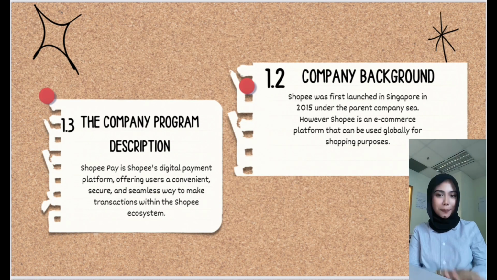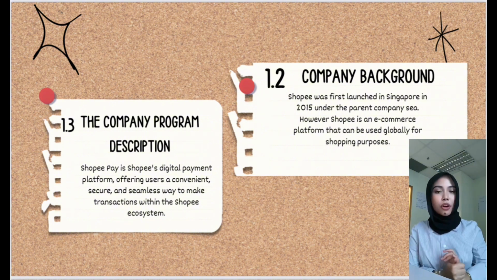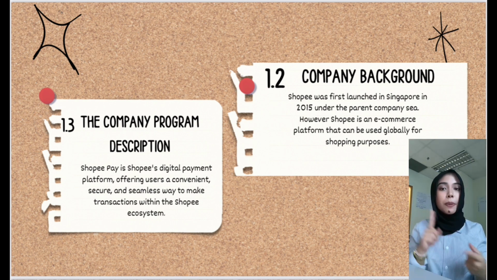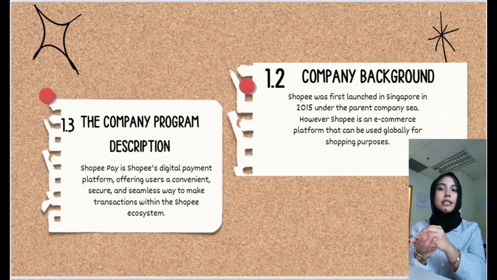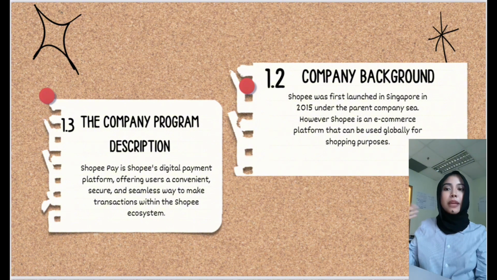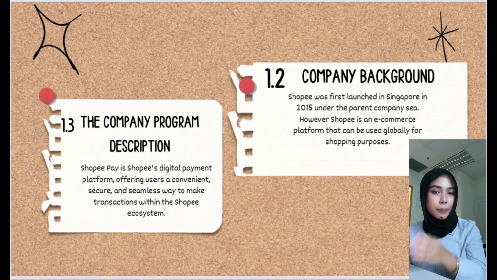The next point is about the company background. The company that we chose for our project is Shopee. Shopee was first launched in Singapore in 2015 under the parent company Sea. Shopee is an e-commerce platform that can be used globally for shopping and strives to connect buyers and sellers within one community defined by three key attributes: happy, together, and simple. The success of Shopee is based on their preparation work and their strategic plan for expansion in Southeast Asia, and now Shopee has become the most popular and makes people comfortable when using it.